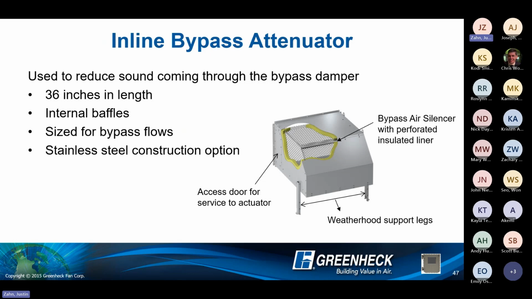So it can get pretty noisy. If you add this bypass attenuation, you're not adding any height to the system right at roof deck level. And on top of that as well, again, depending on how much additional bypass air you are pulling in, you're combating one of the louder parts of the fan.